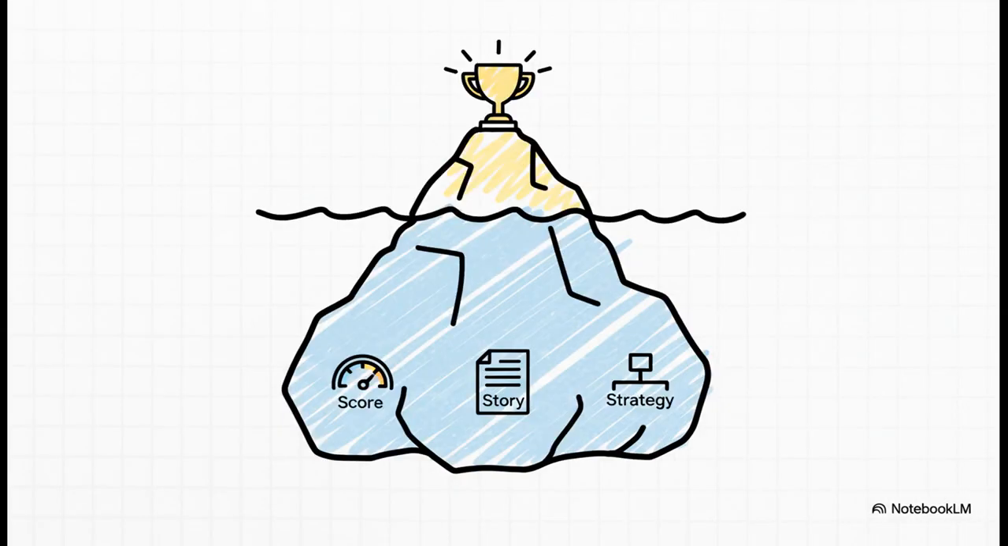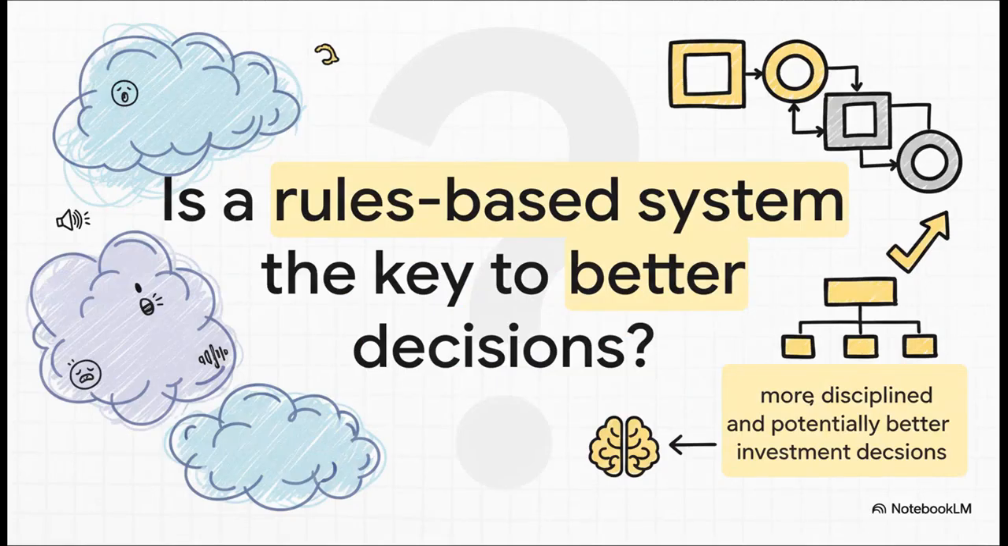Ultimately, this whole thing is about more than just numbers. It's about building discipline. By using a full structure like this, the score, the story, and the strategy, you're not just chasing hot tips. You're building a deeper, more nuanced understanding that might just help take some of the emotion out of your decisions. And that really leaves us with one big question to chew on. In a world of emotional markets and just endless noise, is adopting a clear, rules-based system like this one the key to making more disciplined and maybe even better investment decisions? Definitely something to think about.